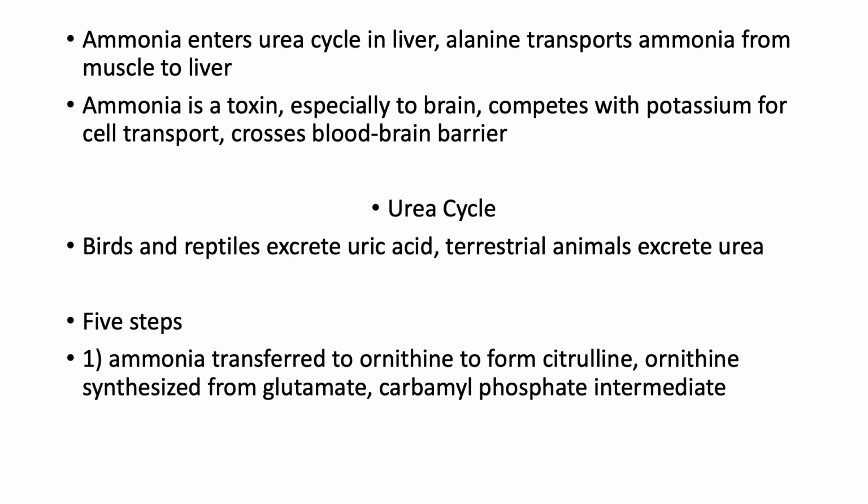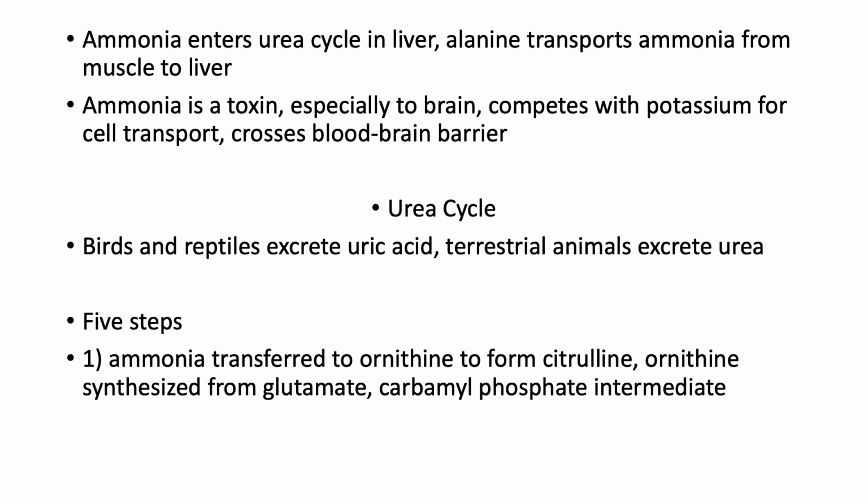Alanine transports ammonia from the muscle to the liver. Ammonia is a toxin, especially to the brain. It competes with potassium for cell transport and does cross the blood-brain barrier. The urea cycle: birds and reptiles excrete uric acid, generally in crystalline form. Very little water is needed by these animals. Terrestrial animals excrete urea. There are 5 steps.